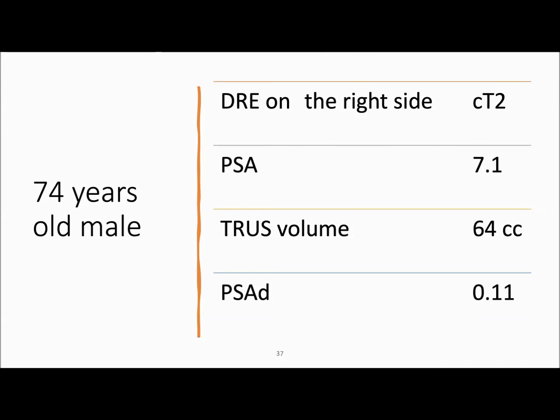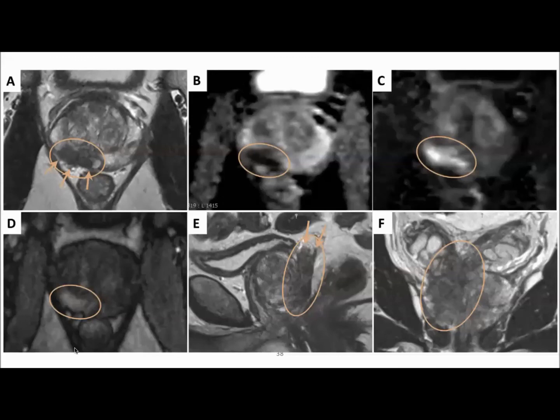So this patient again had an MRI, and this is the MR sequence that you are seeing. Dr. Basit has described this case. Yes. So again, this is the peripheral zone. As I said, for the peripheral zone, we have to rely on DWI and ADC sequences.